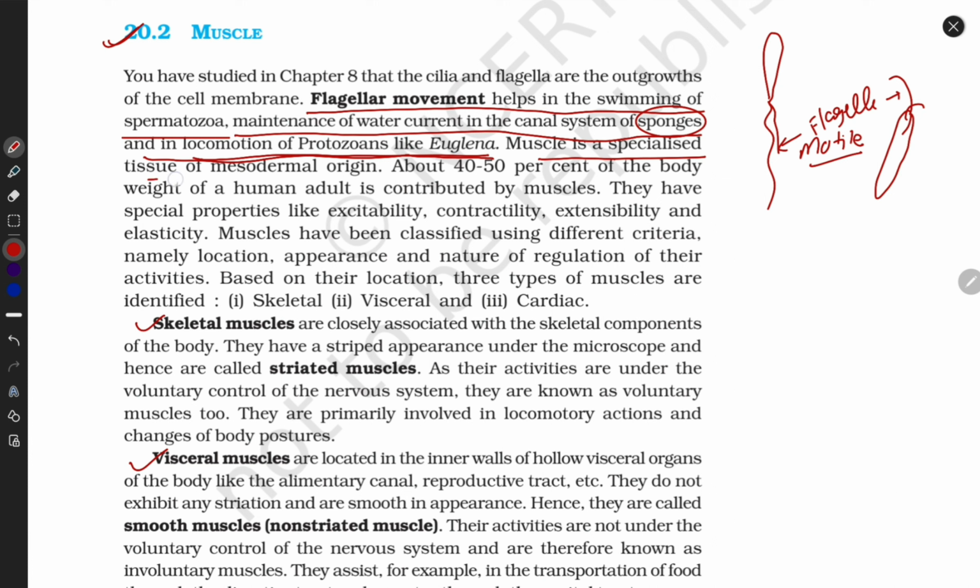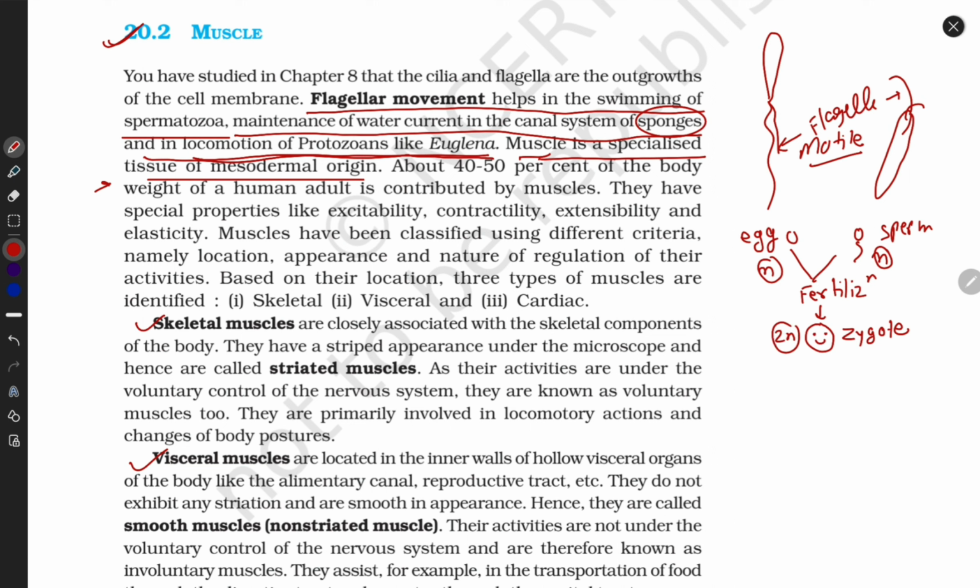Muscle is a specialized tissue of mesodermal origin. I will teach you in detail how we can say that muscles are mesodermal in nature. We know that the egg comes from the female and the sperm comes from the male. When they both fuse, when they mate, this process is called fertilization, and they form a zygote. This is N, haploid, this is also haploid, and this is diploid in nature.